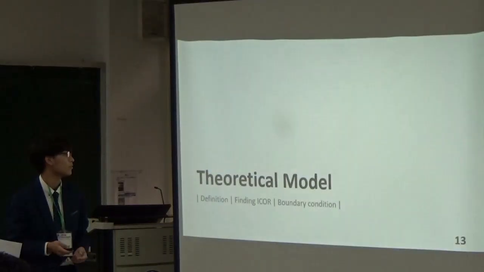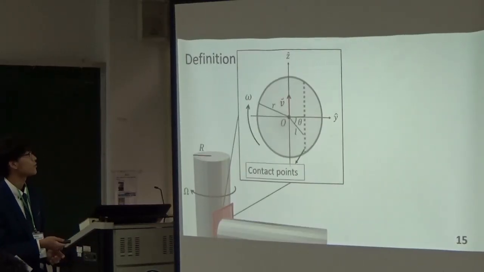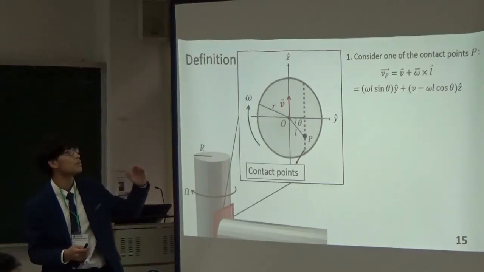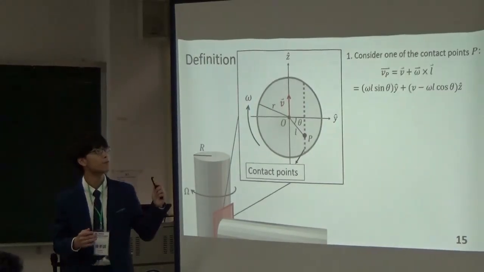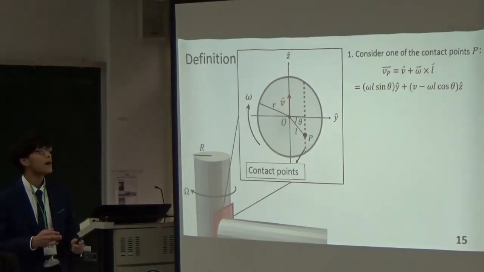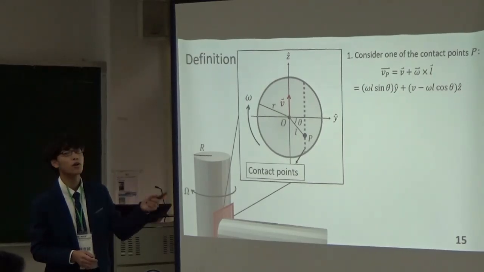Next is our theoretical model. We'll first define some variables. Consider one of the contact points P. The velocity of P can be shown as the equation over here, and we can divide it into two components, the spinning component and the vertical climbing component.